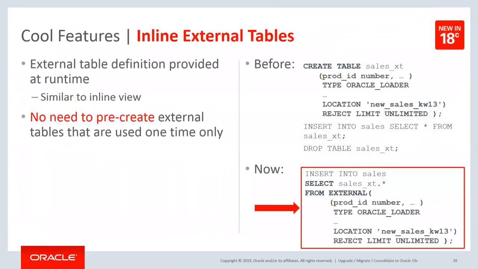Inline external tables. In the old days, when you had information outside of the Oracle database, you first had to create an external table, and then you could use it. You can now use it directly in the select statement, either from an external file or from JSON or whatever you have on the system.